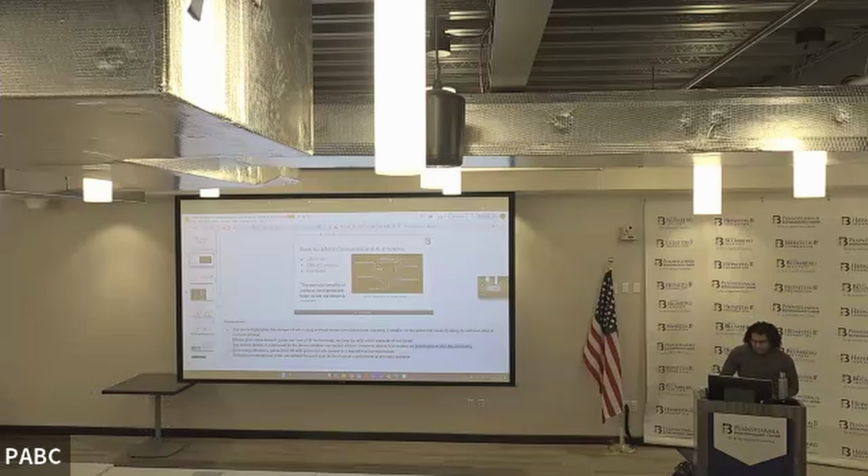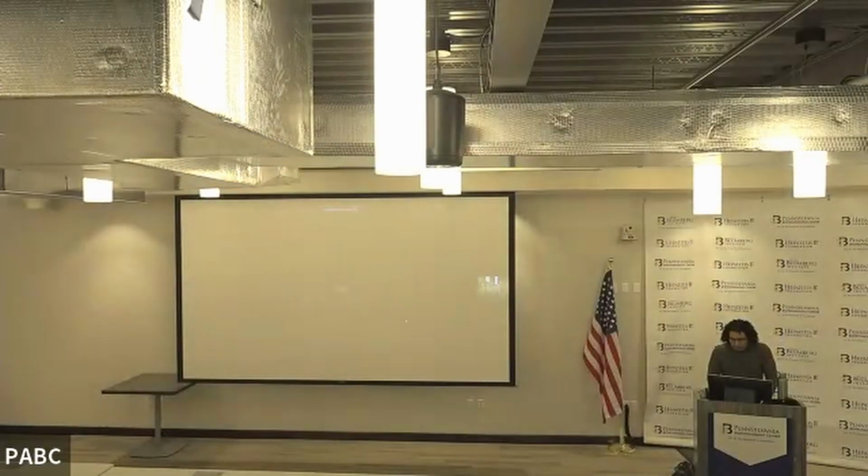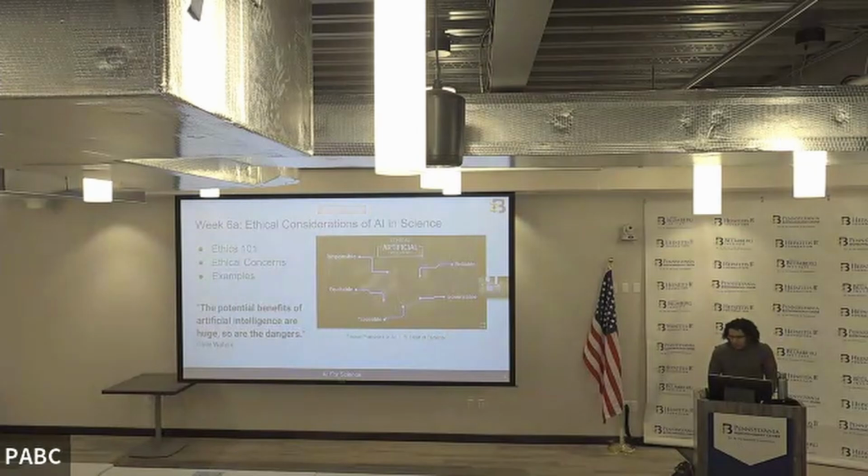Balancing efficiency gains from AI with potential job losses, which we talked a little bit about last week, is a key ethical consideration. Ethical considerations of AI use extend beyond just technological capabilities to social impacts, right? So the potential and benefits of artificial intelligence are huge, so are the dangers, said Dave Waters. And here we can see ethical artificial intelligence means you have to be responsible, equitable, traceable, governable, and most of all reliable. Okay?